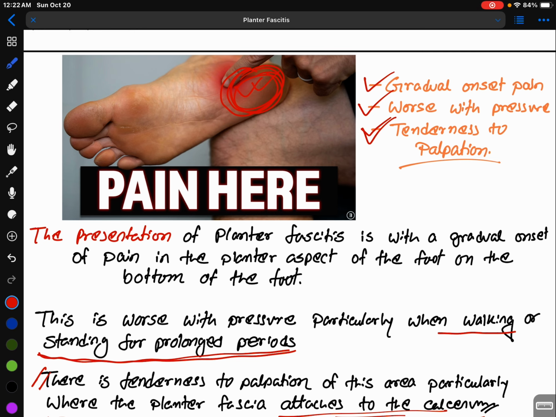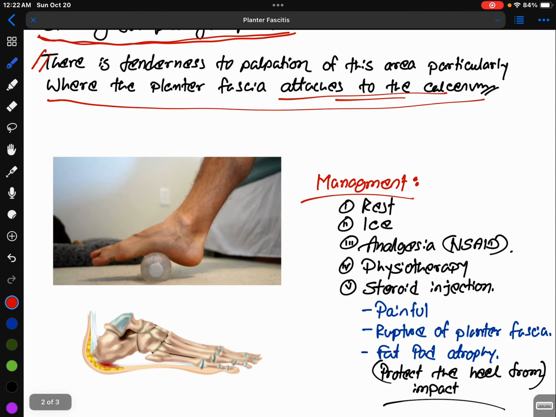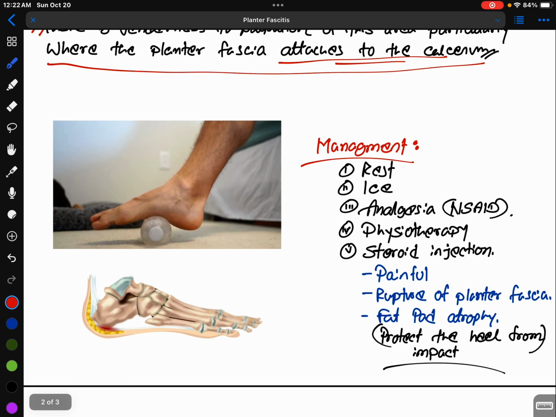Okay, so these are common symptoms, common features. So how can we manage this patient? Management. Firstly, rest. Then we can apply ice and analgesics in the form of NSAIDs, the usual painkillers. Most effective is physiotherapy. Personally I like this.